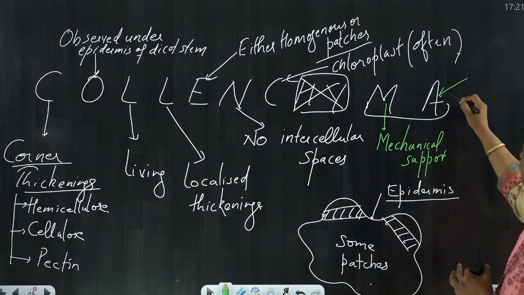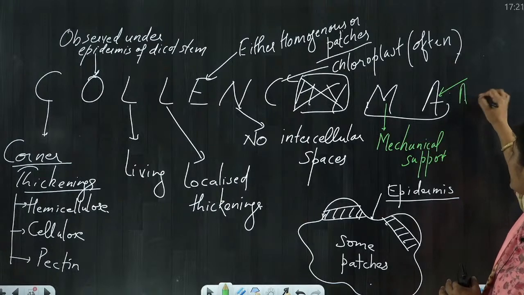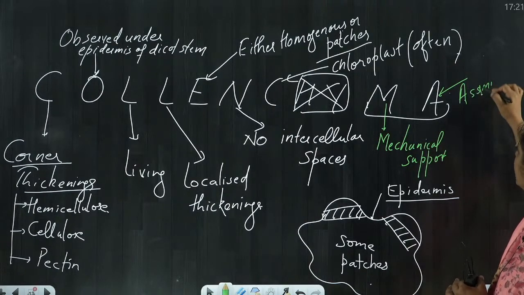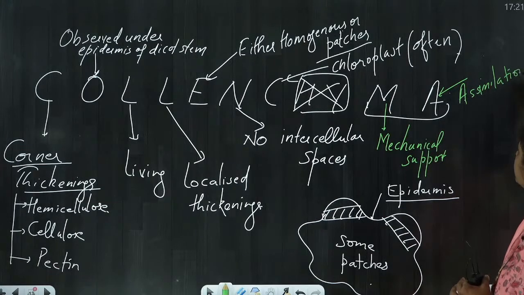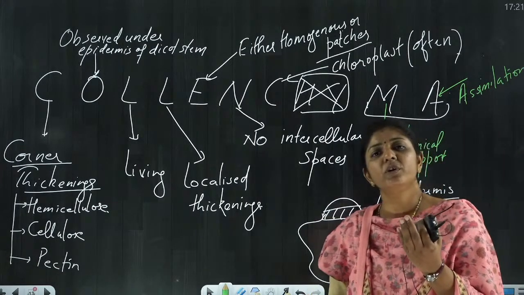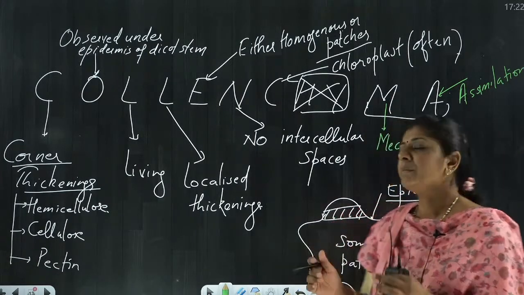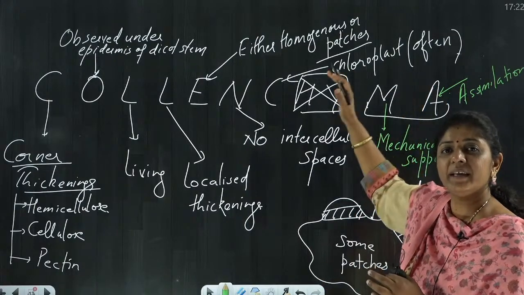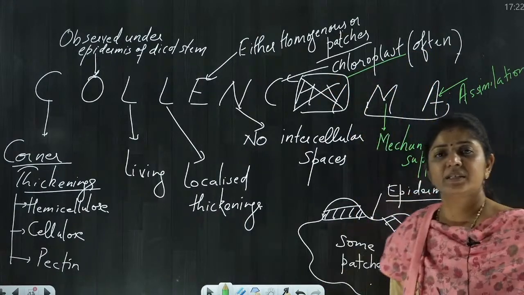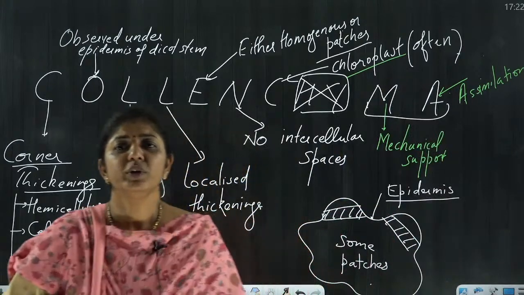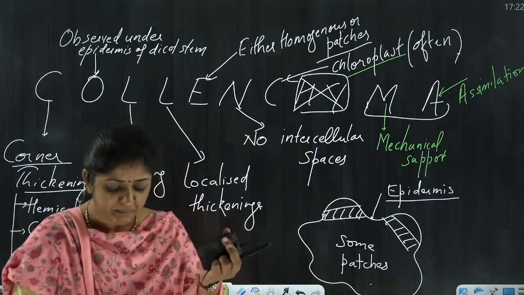Then what does A stand for? They help in assimilation. What do you mean by assimilation? Simply formation of food, right? And what is formation of food? Photosynthesis. Why do they show it? Due to the chloroplast. Are you getting that? So you need not learn the big lines.